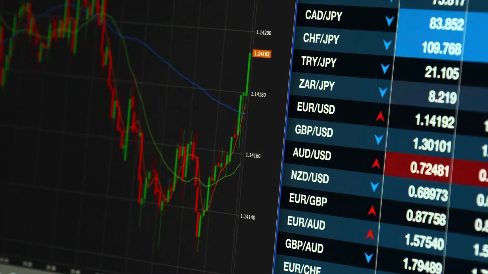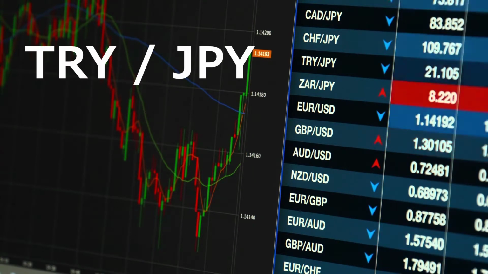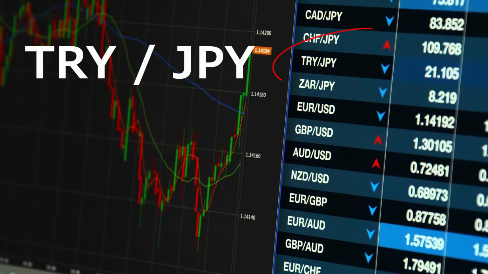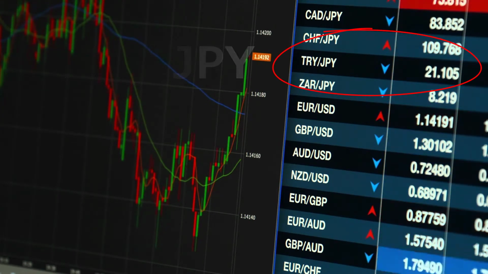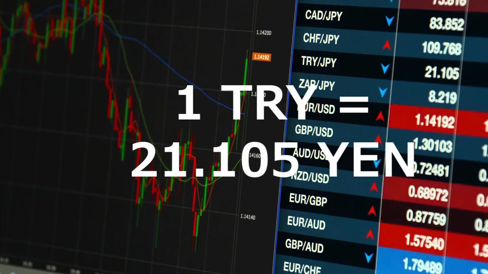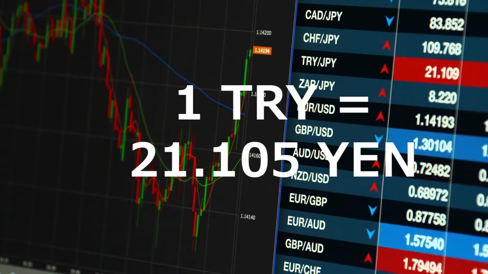And towards the top of the screen we've got TRY/JPY, and that is the Turkish lira against the Japanese yen, and that's currently at 21.105. What does that mean? Well, that means one Turkish lira equals 21.105 yen.